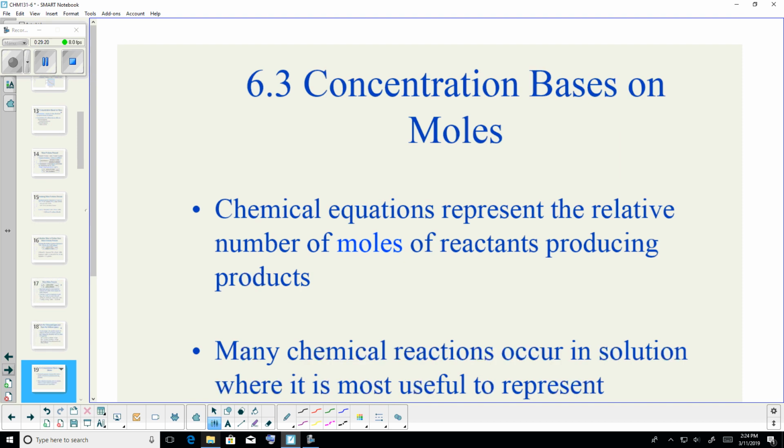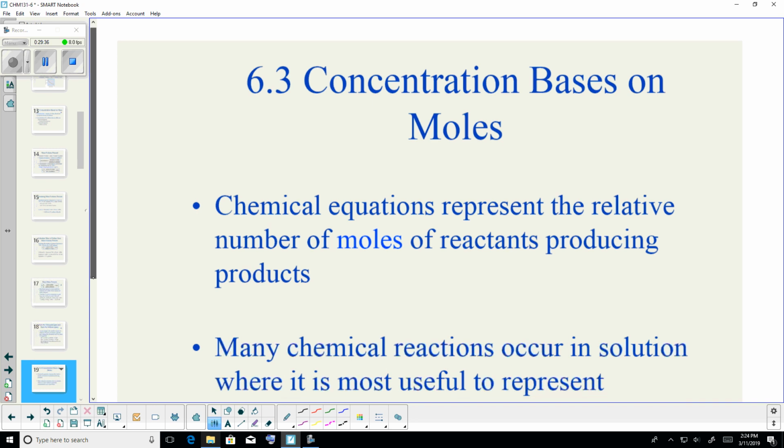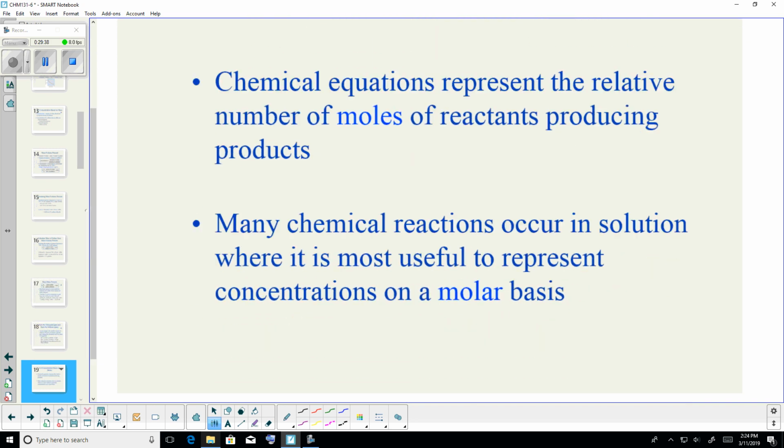Uh-oh, here come the moles. Of course. So chemical equations represent the number of moles of reactants producing products, because they react in moles. So we represent the concentrations on what's called a molar basis.